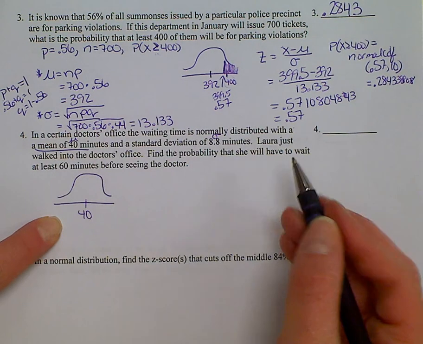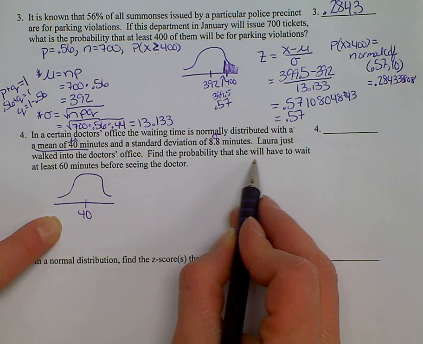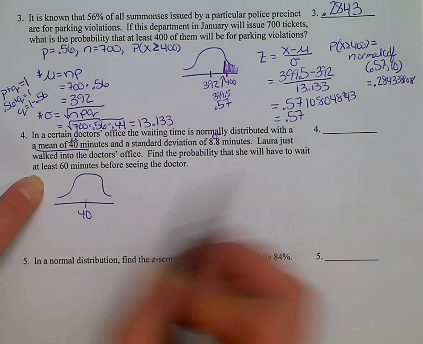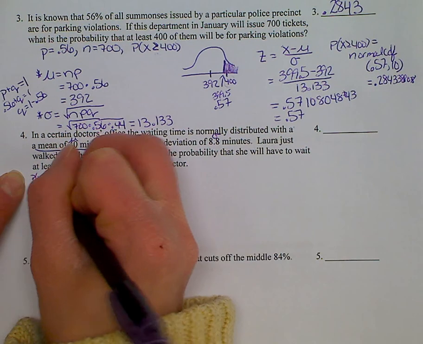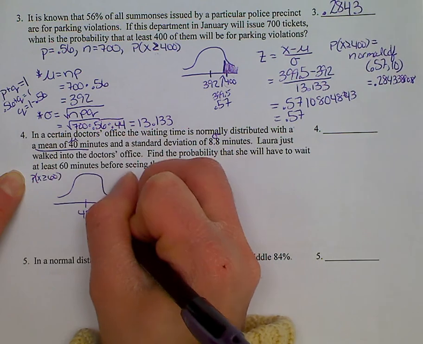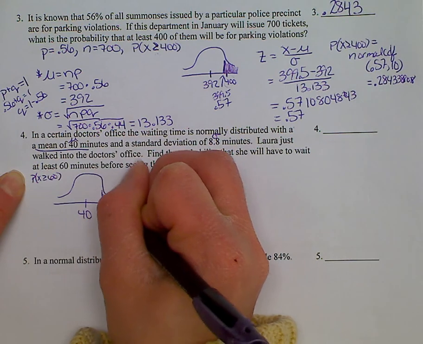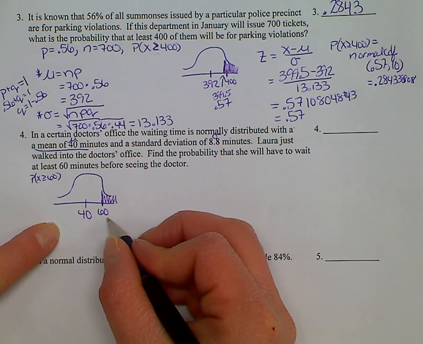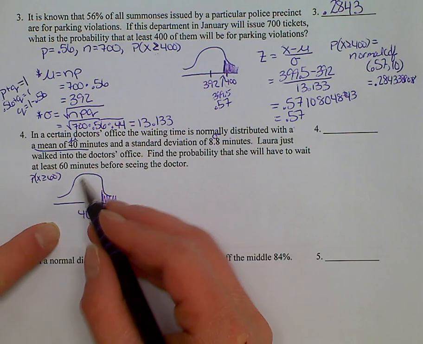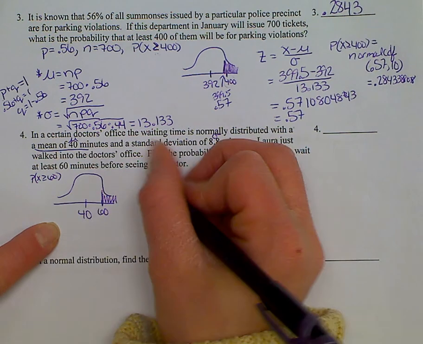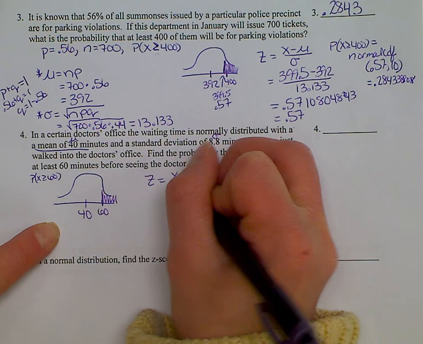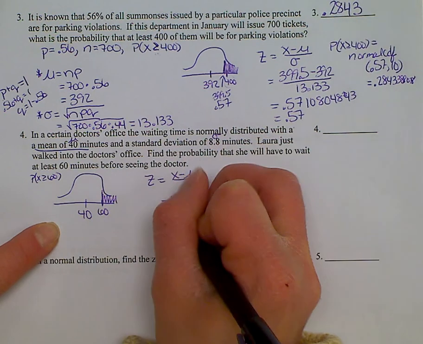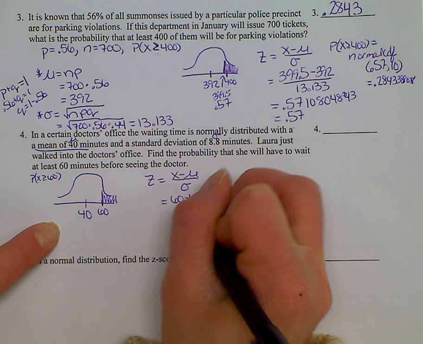Laura walks into the doctor's office. Find the probability that she will have to wait at least 60 minutes. So at least is greater than or equal to, but again, I'm going to keep it 60. I don't have to change it because I was given my mean and given my standard deviation. So now I'm just going to change 60 into a standard score.